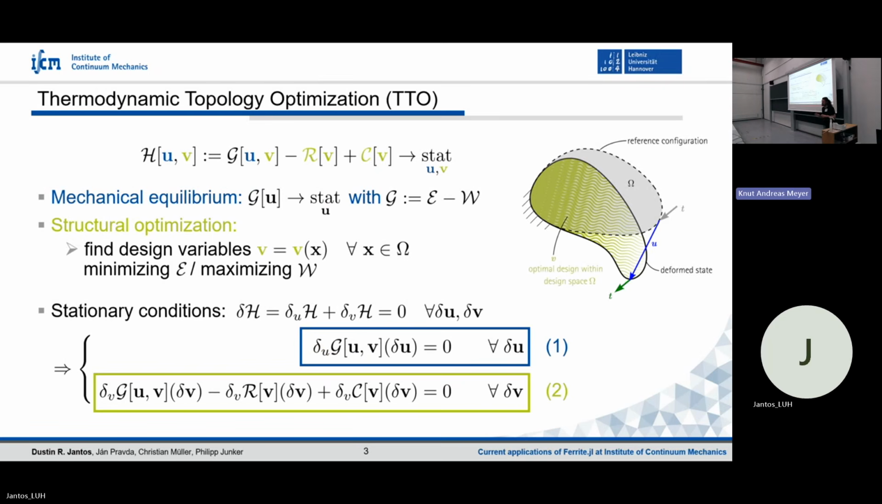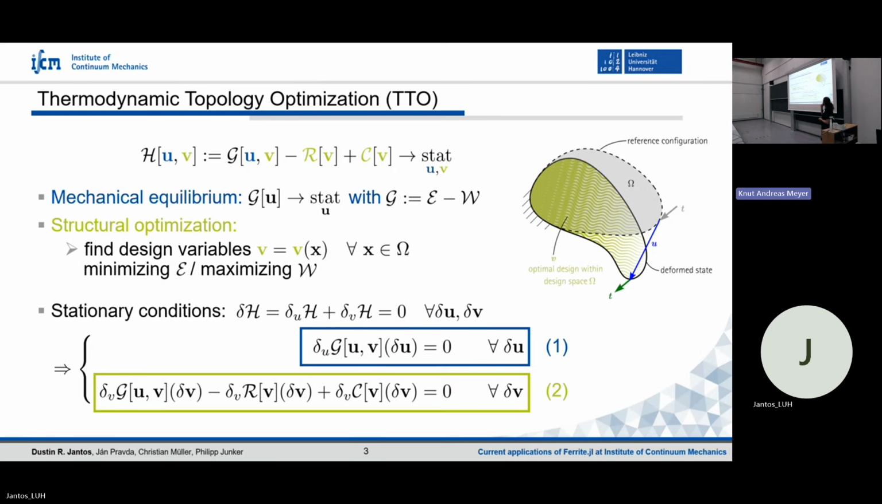In general, everything we are using at our institute is basically the Hamilton functional. So any variational principle, and our main topic is to find the stationary condition for a given functional. Usually what you get is your displacement field U and your principle of virtual work. This is quite basic, and this is what we mostly use Ferrite for.